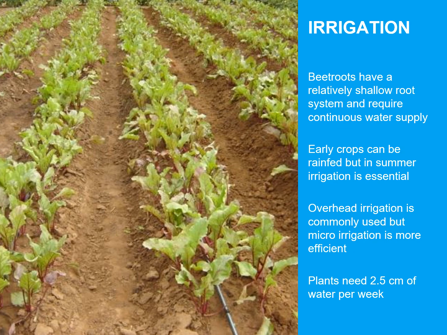Early crops can be rain-fed, but in summer, particularly if the temperature is increasing and transpiration rates increase, they may need constant irrigation. Overhead irrigation is common, but micro irrigation, as I've mentioned before in previous screencasts, is much more efficient at delivering the right amounts of water to the soil surface. And the plants need approximately 2.5 centimeters of water per week.